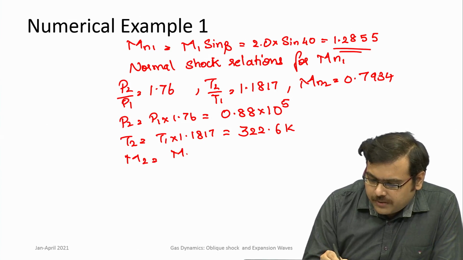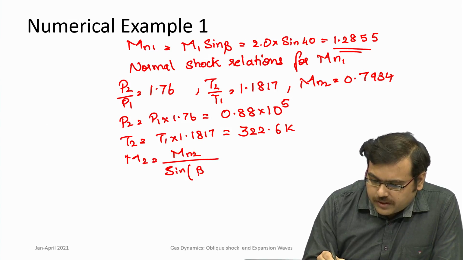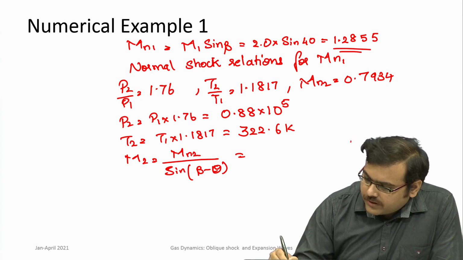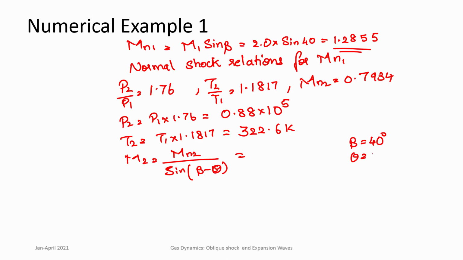Now we need M2. M2 is Mn2 by sine of beta minus theta. This comes directly from the velocity triangles. So we can get M2 here. Beta is 40 degrees, theta is 10.62 degrees. So this turns out to be 0.7934 by sine of 40 minus 10.62. This is 1.61. So you can see this is a weak shock at Mach 2, and the flow remains supersonic after the shock.